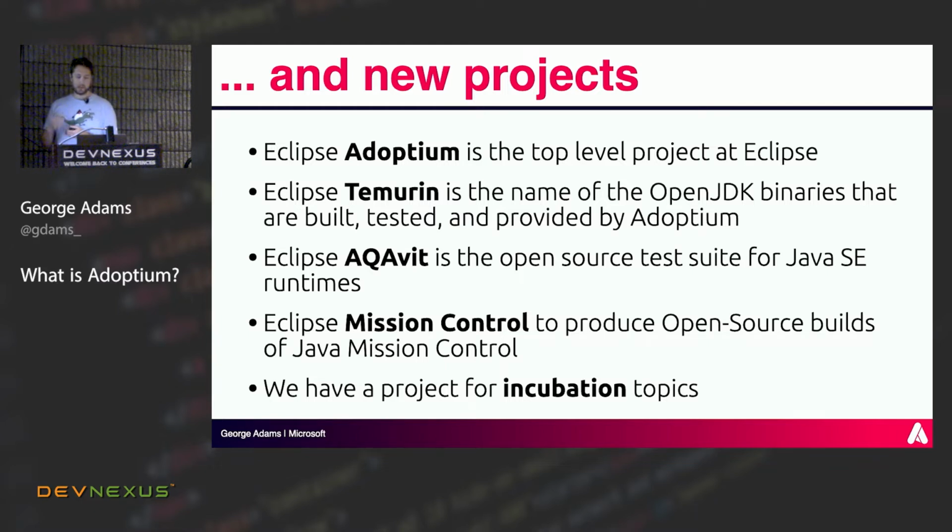And then we have Eclipse Mission Control, for those that used JMC before. And then we also have some incubation projects that look at things like fast startup patches. Often it's very hard to get incubation ideas into OpenJDK upstream. So what we do is we kind of stage them, run some benchmarks, run some performance analytics, and that often helps lower the hurdle to get it upstream.